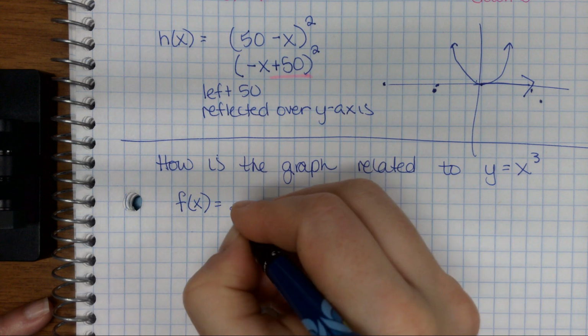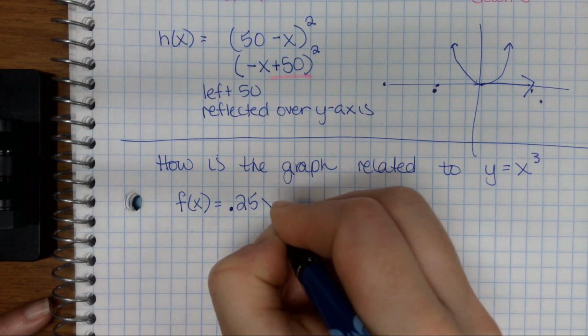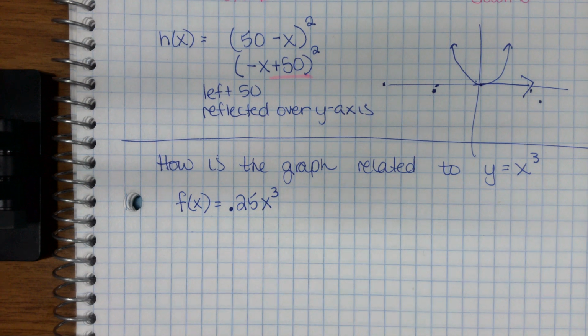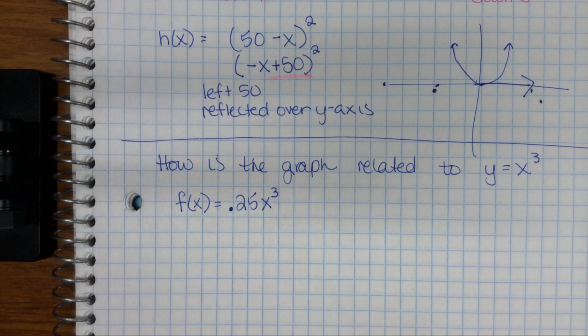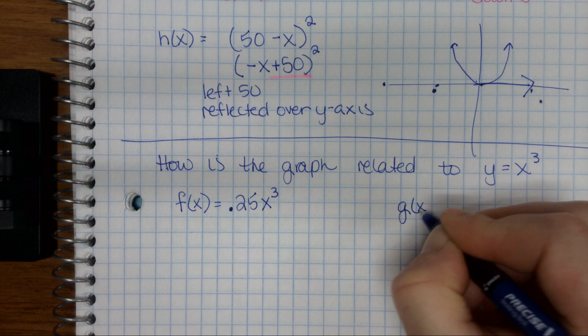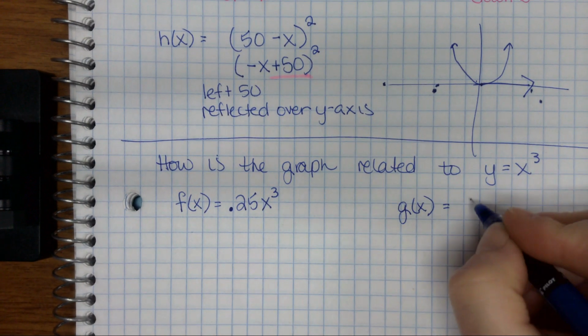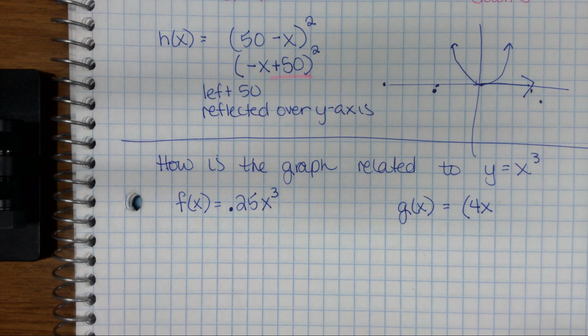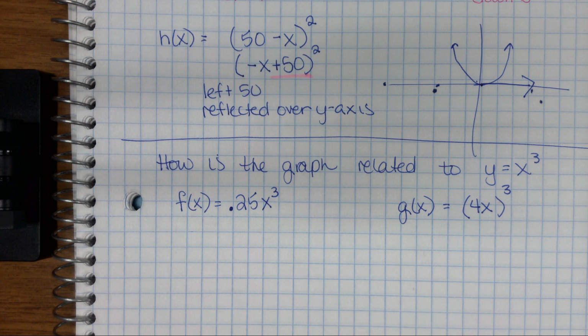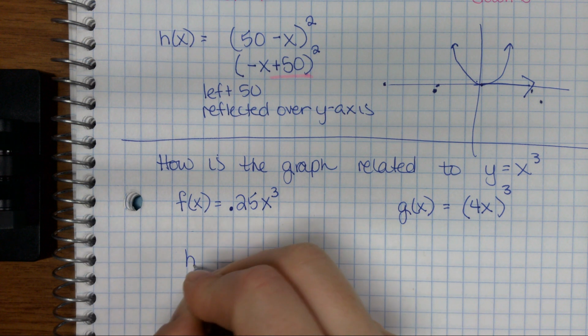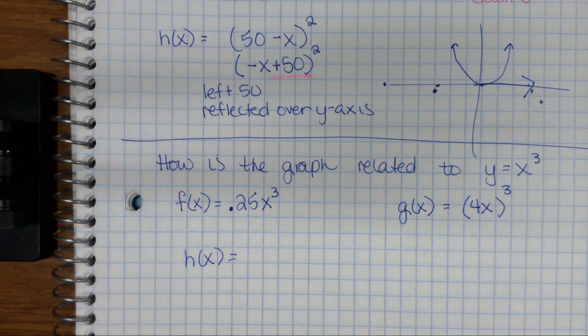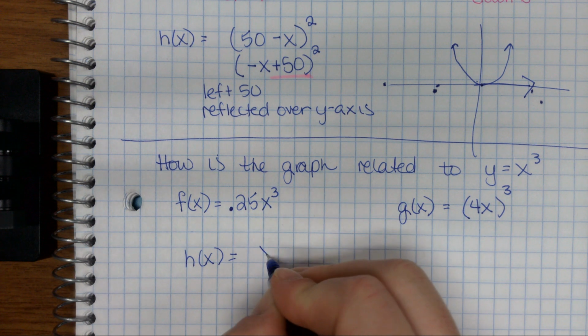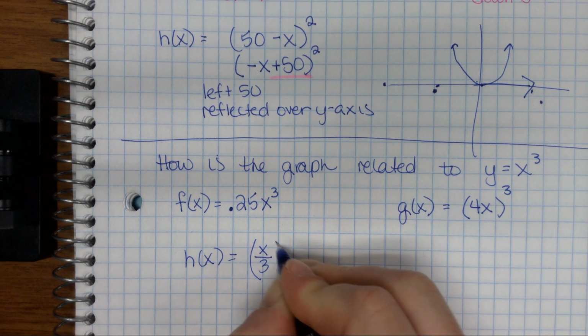So I'm going to write 0.25 x cubed, no parentheses. And then I'm going to write 4x in a parentheses cubed. And then x over 3 parentheses cubed.